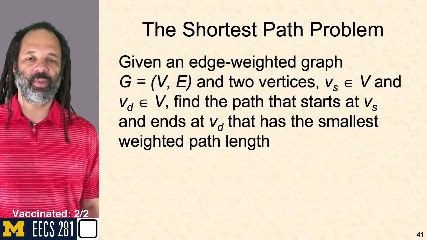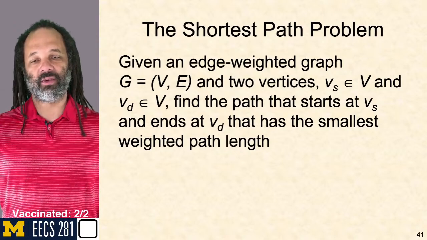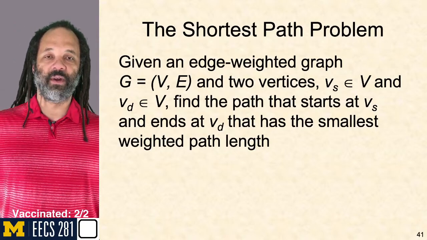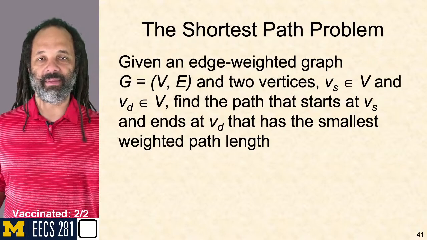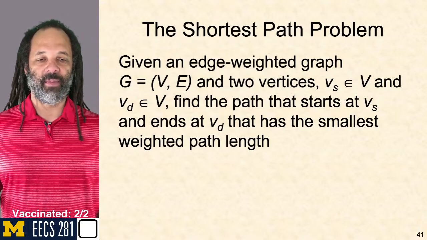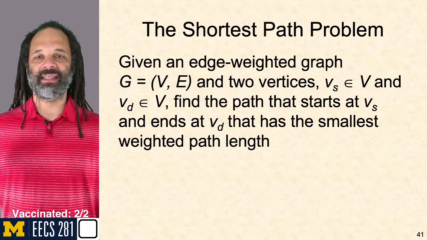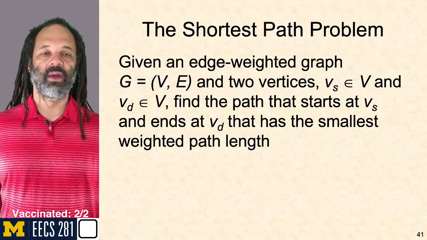So the shortest path problem then says, given all this graph and these two vertices V sub s and V sub d, my start and my destination, find the path that starts at V sub s and ends at V sub d that has the smallest weighted path length.